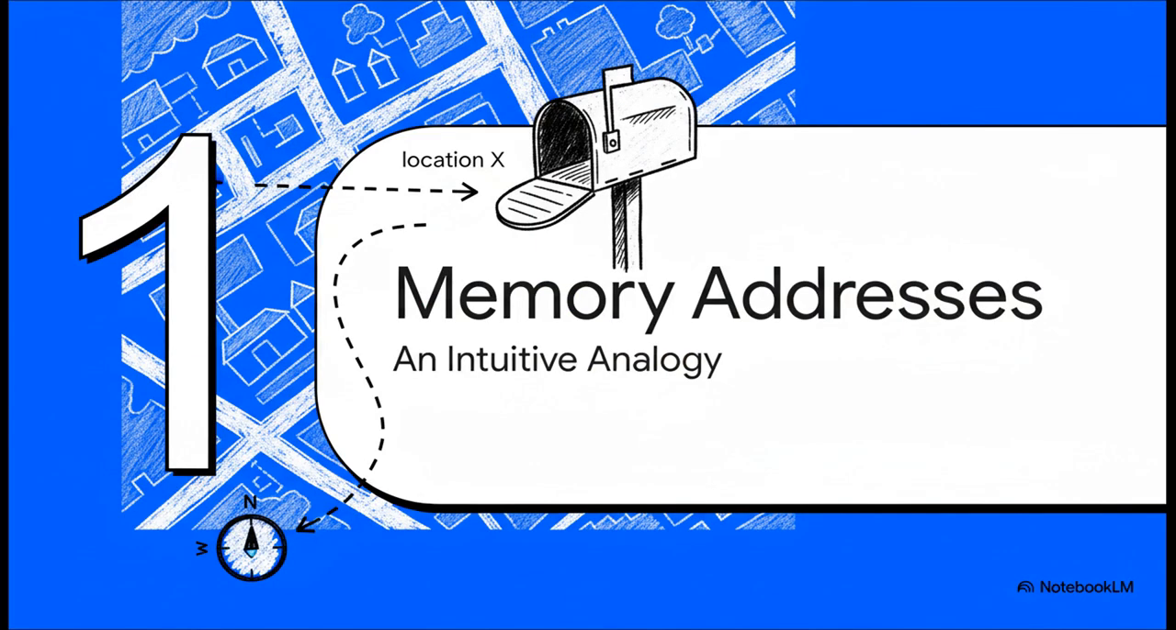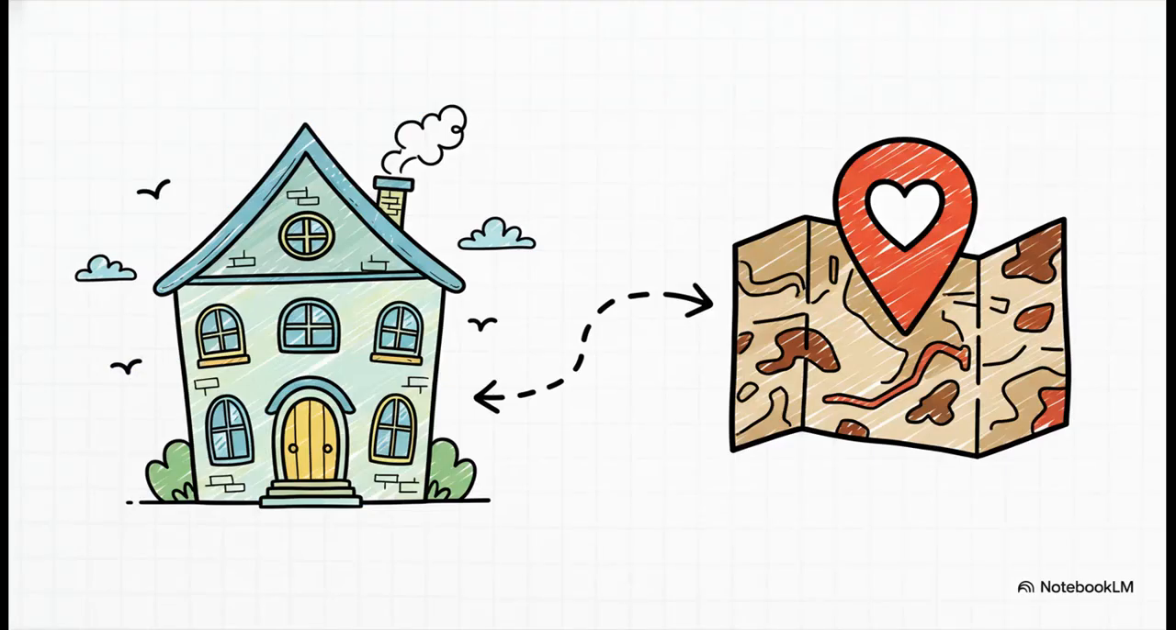Okay, first things first. To really, truly understand what a pointer is, let's just forget about code for a minute. Let's think about something we all deal with every day: a mailing address. Think about it, right? An address, like 123 Main Street, isn't the actual house. It's just a little piece of information that tells you where the house is. If I have the address, I can find the house, I can send something to the house. The address is just a reference. The house is the real thing.